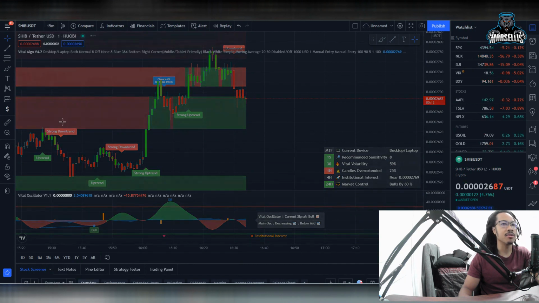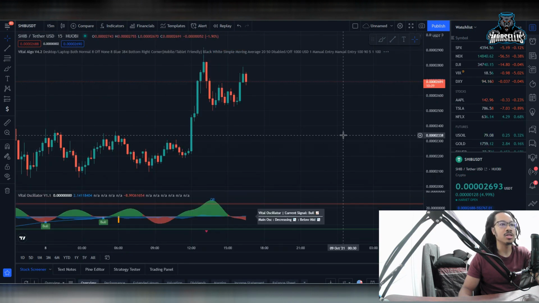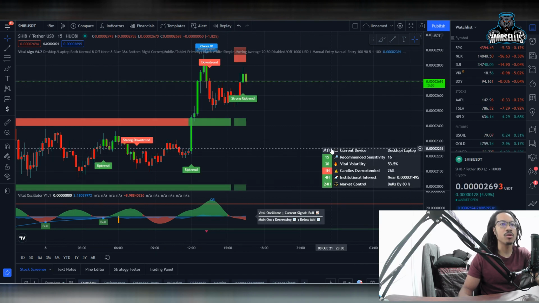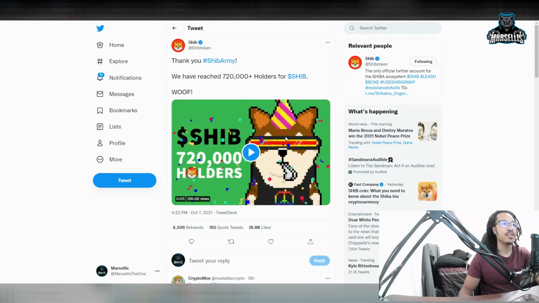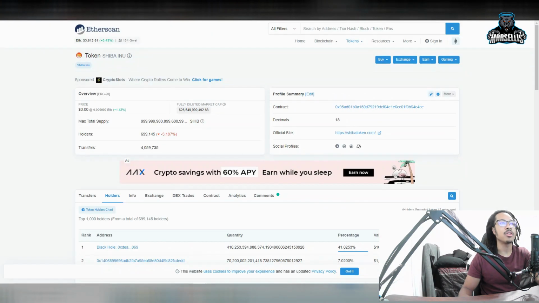And then if you look at the 15-minute chart, let's let this load up. Bulls are in control for the 15-minute chart by 80%, right? So let's go back over here to the 1 minute. The reason I'm mentioning this is because look, 720,000 holders, but when you look at the current holders, 699,000. People are selling out of Shib.